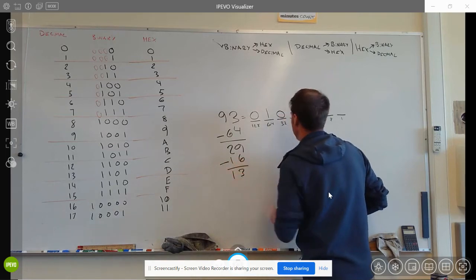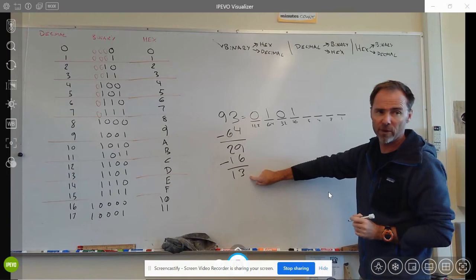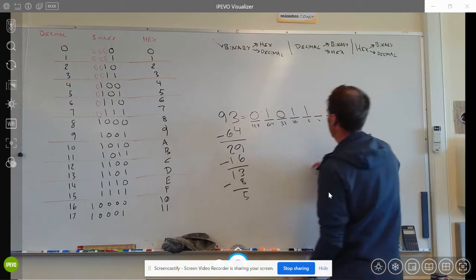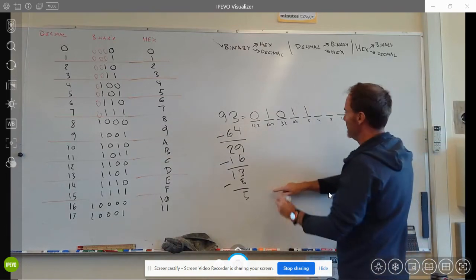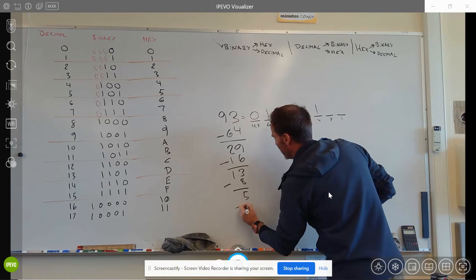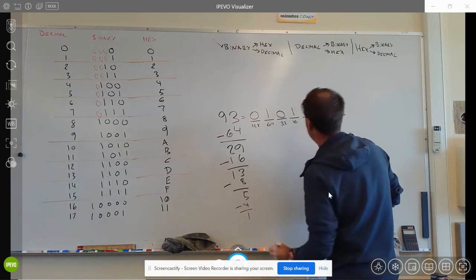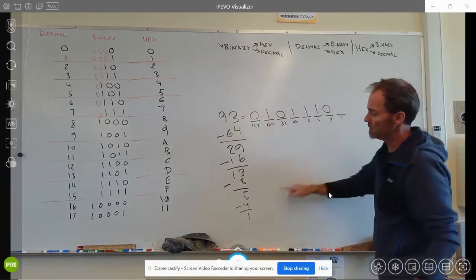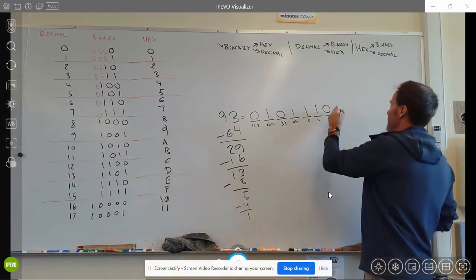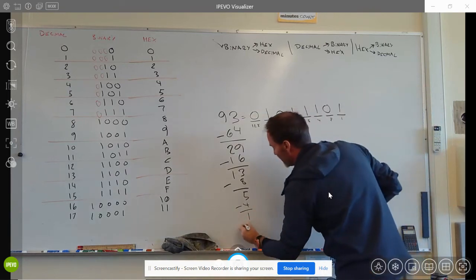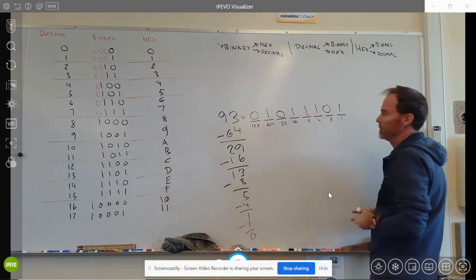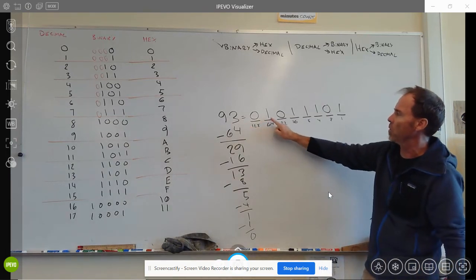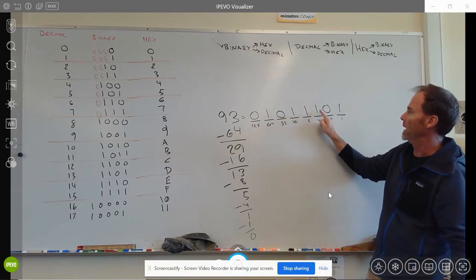Leaves me 13. Is 8 smaller than 13? Yes. So I subtract out 8, leaves me 5. Is 4 smaller than 5? Yes, so I'm going to need a 4. Minus 4 leaves me 1. Is 2 smaller than 1? Nope. Is 1 smaller or equal to 1? Yes. So I need a 1. Minus 1 leaves me 0. So 93 should be the same as 0, 1, 0, 1, 1, 1, 0, 1.